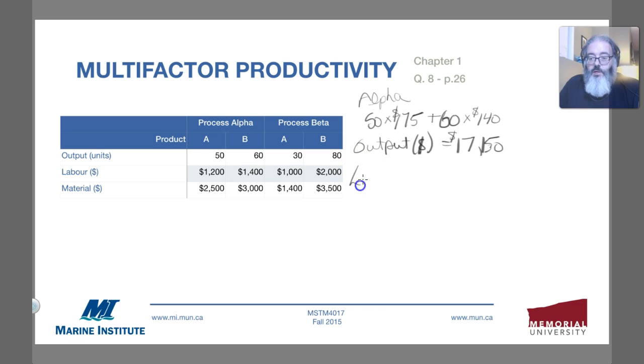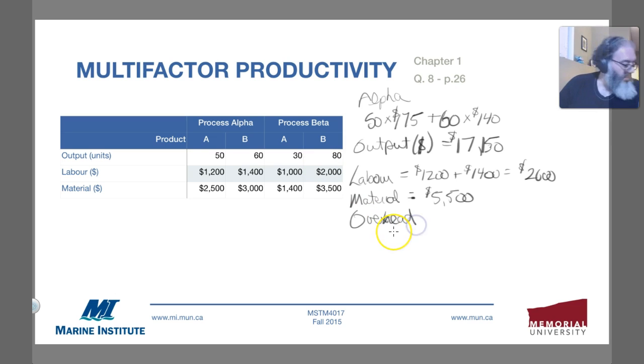So that's our total output for both products or both components. Our total labor, all we do is just add them together. So it's just 1,200 and 1,400, so $2,600. And our total material costs is going to be 2,500 and 3,000, so it's $5,500. And then we're given our overhead for A from the problem is $6,000.